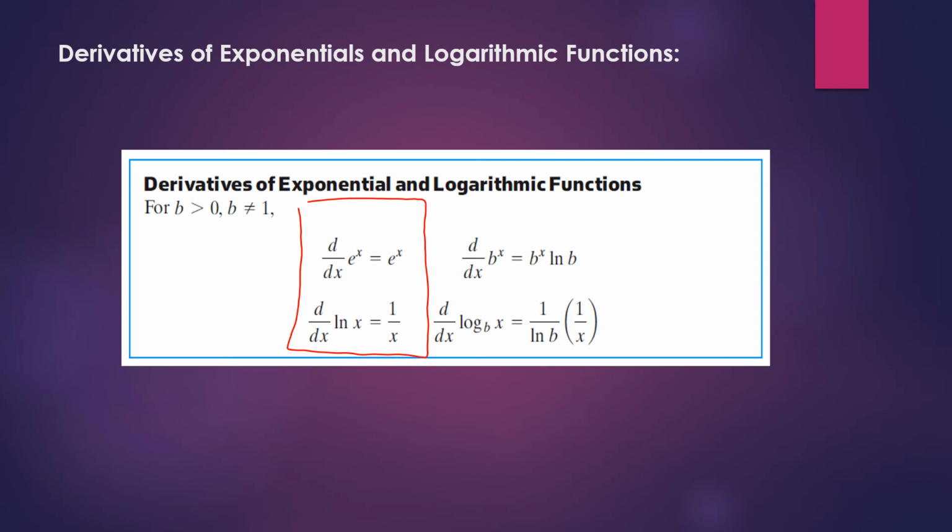Now, what if we're not using e? Let's say we're using some other number b. And they do tell us that b is positive and not equal to 1. So how would that change? Well, they do give us an equation for the derivative of b to the x. They say that it is b to the x times ln b. So this is tacked on at the end. And then they say, well, if it's log base b of x, we're going to get 1 over ln b times 1 over x. So this is added on.